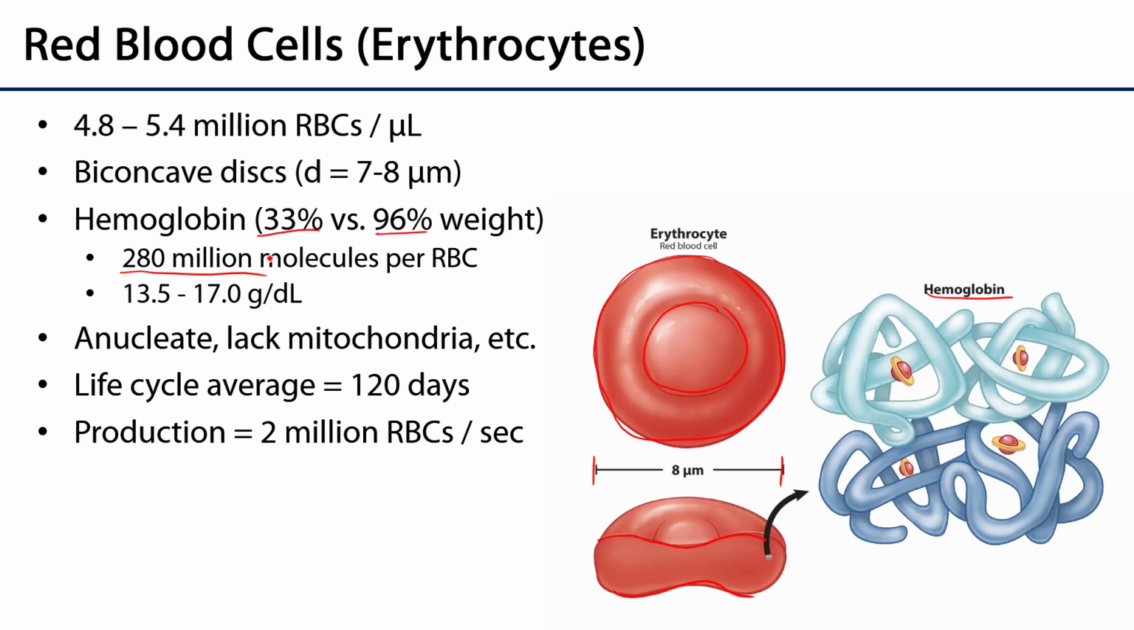Now these red blood cells are fairly specialized, and we'll see that in their ontogeny, they lose their nuclei. They lack mitochondria and other organelles, so their only means of energy is through glycolysis, which isn't a very efficient mechanism for producing ATP. Their shelf life is approximately 120 days, and typically they're being produced on the order of magnitude of about 2 million red blood cells per second in your body.